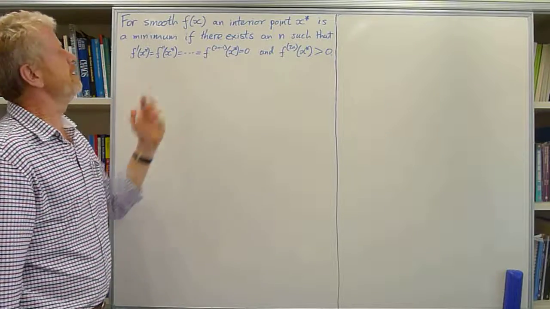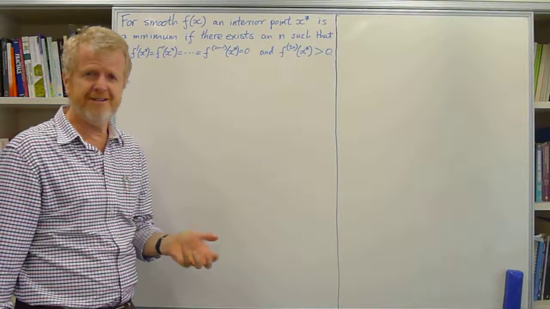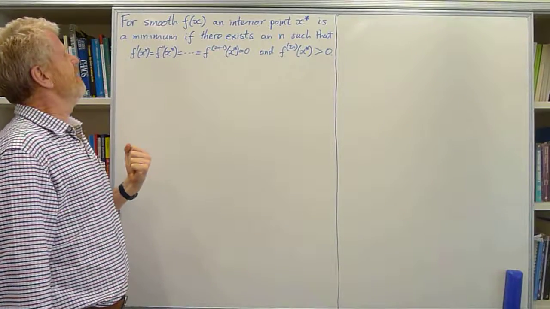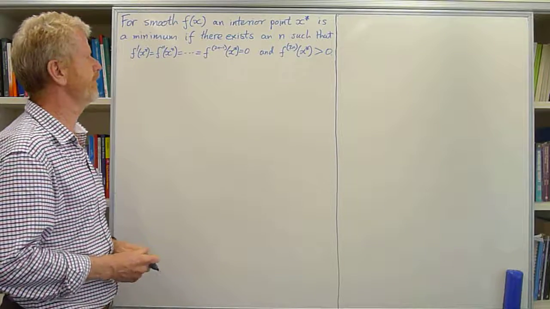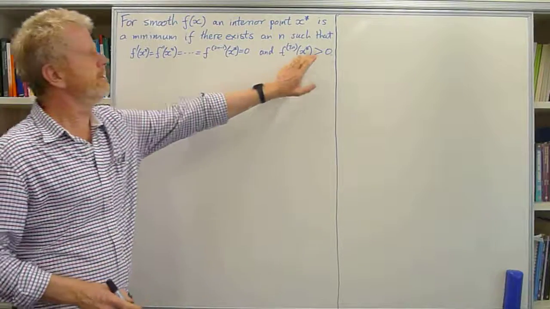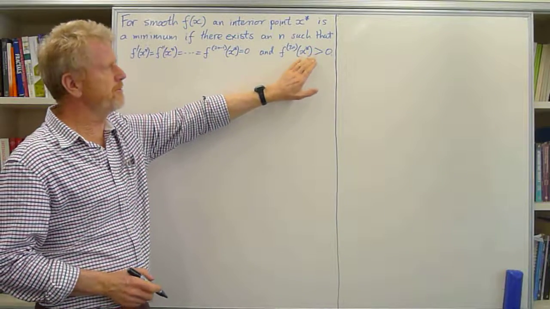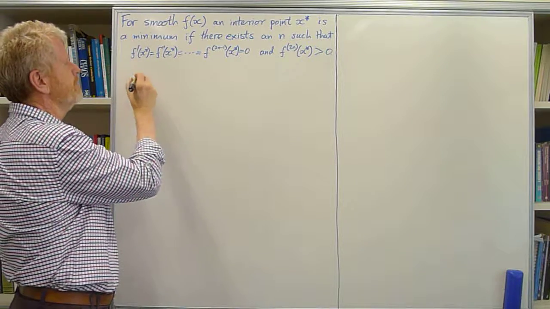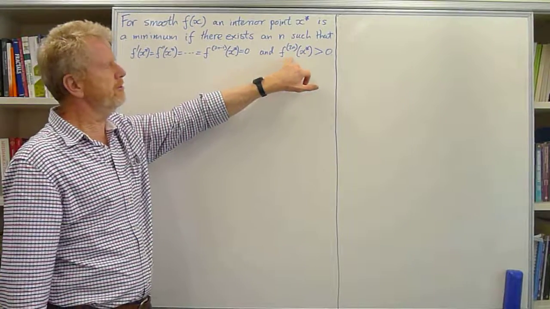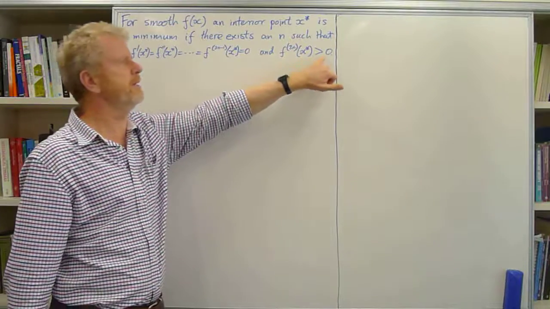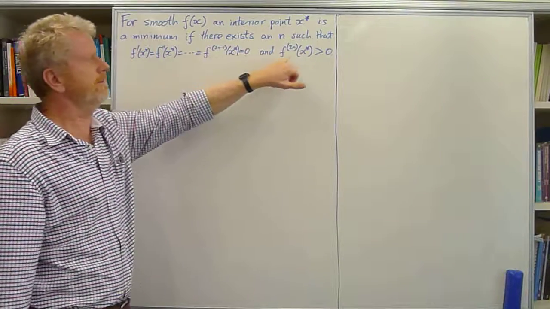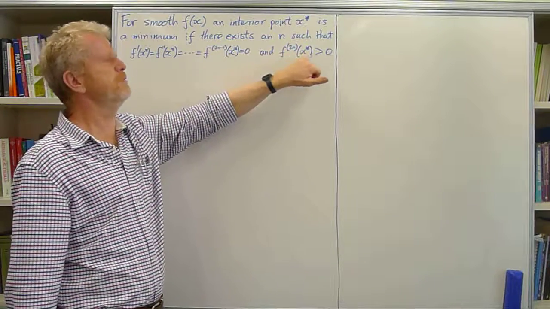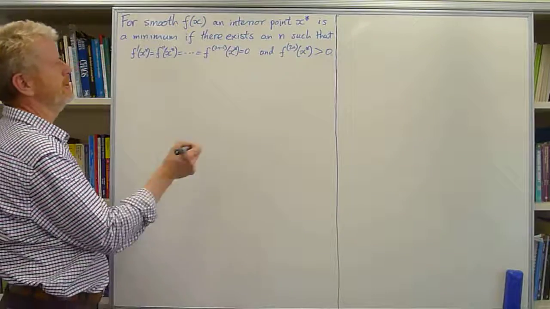Okay, and we prove this using Lagrange's remainder theorem, which is a generalisation of the mean value theorem. But first, let's look at a consequence of this condition. The consequence we want to say is that because the 2nth derivative at x star is bigger than 0, by continuity of this 2nth derivative, the 2nth derivative nearby is always going to be bigger than 0. So we'll say it like this.